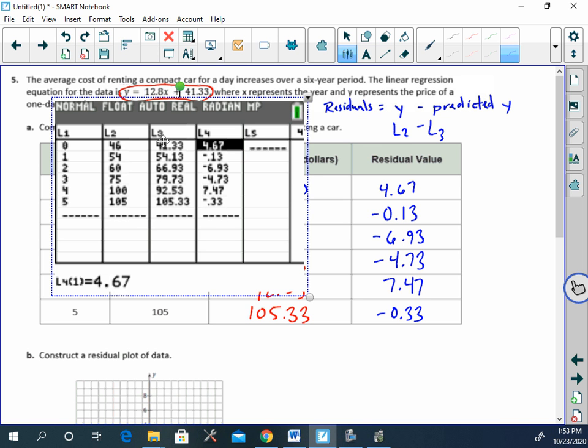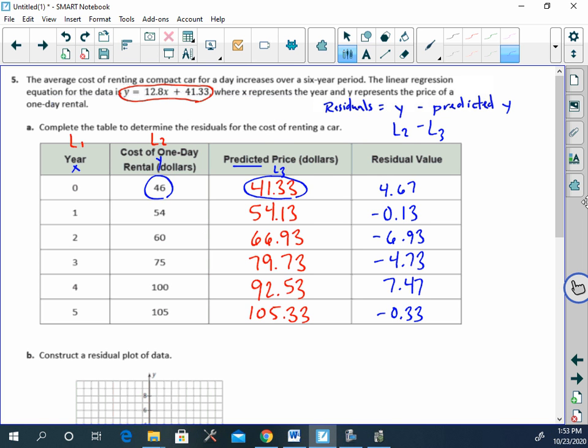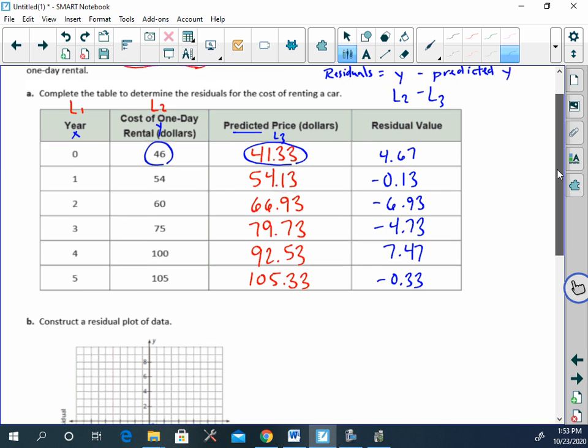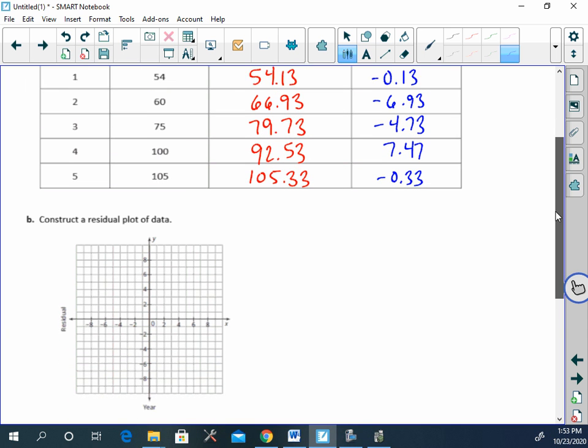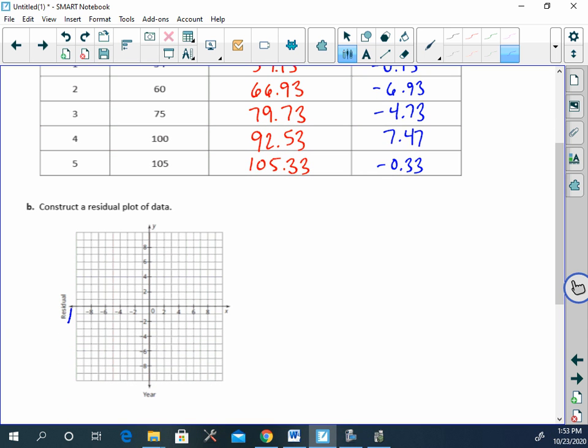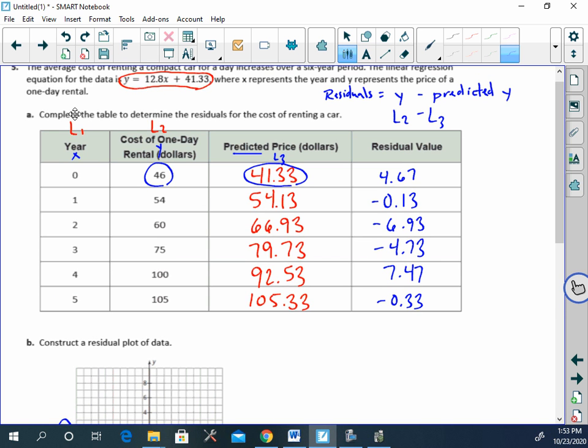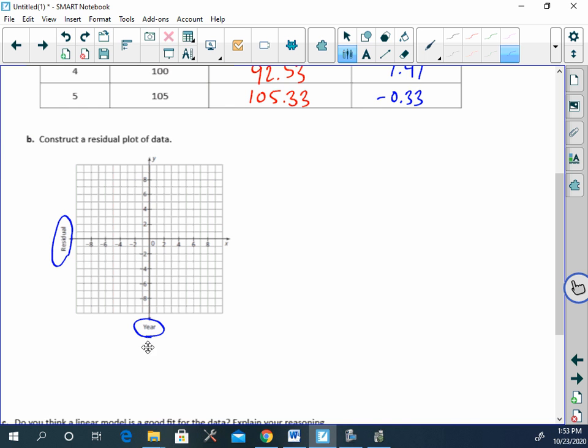Okay, so we've got the table filled out. And that's all it says to do here, is complete the table to determine the residuals. So now construct a residual plot. If you notice here, it says residuals here, and it says year down here. So when we look up here, our year is what's in L1 and our residual is what's in our L4 over here. So you are plotting the data from L1 and L4. That's where those always will be located if you're doing it this way.